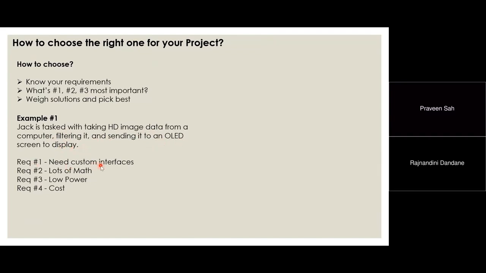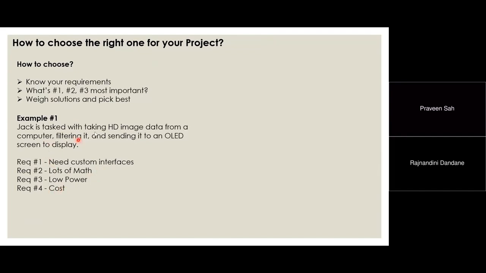What was the requirement? A custom interface. There is high speed data, which means lots of data like 5 MB, 10 MB, at high speed, and then you have to filter it. There is lots of math, and then you send it to the display. So the requirements are custom interface, lots of math, low power, and cost.